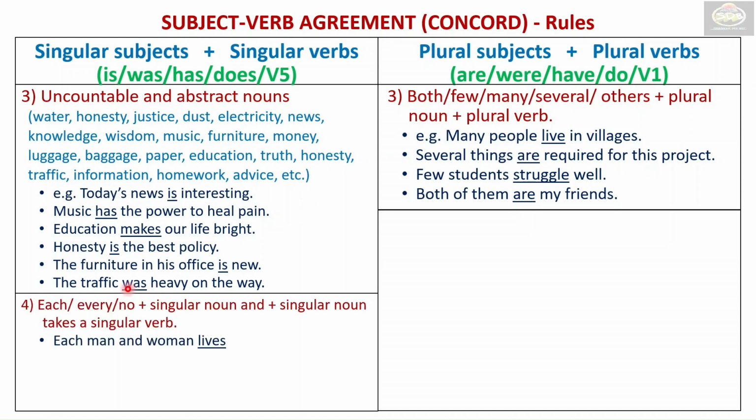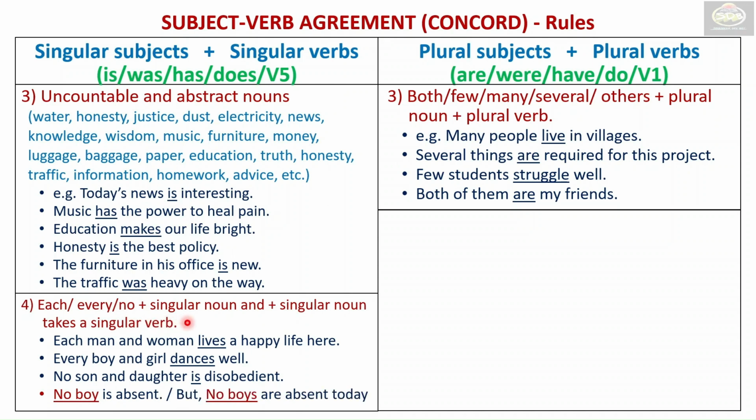Next one is each, every, no, plus singular noun and again singular noun. In such a situation, that subject is singular and we have to use a singular verb. Example, each man and a woman lives a happy life here. Every boy and a girl dances well. This is a singular subject because it denotes boy and girl in a singular way, one by one.